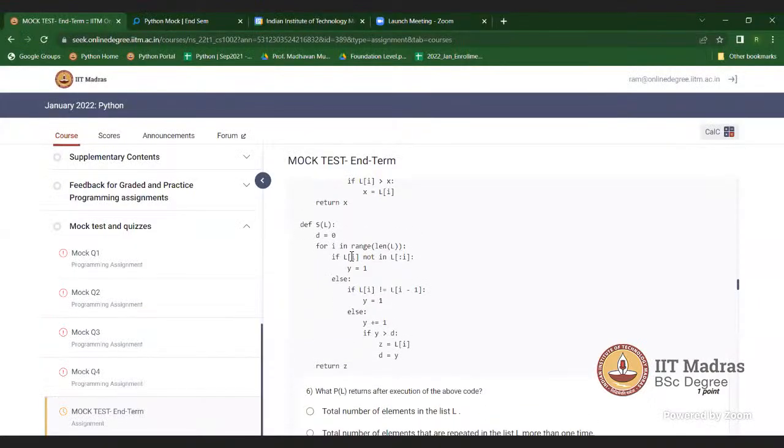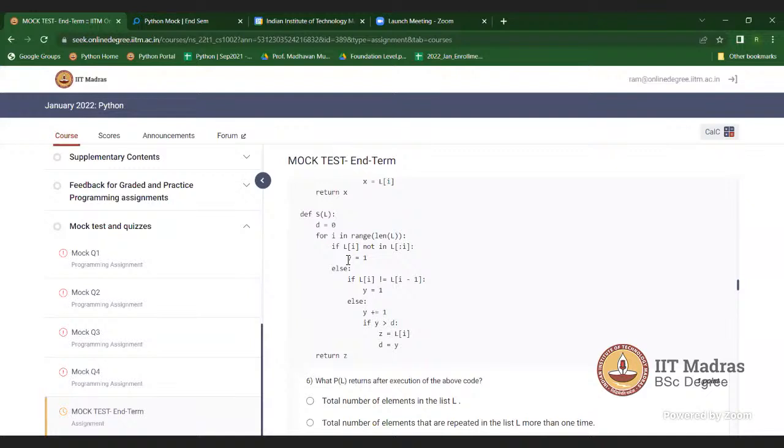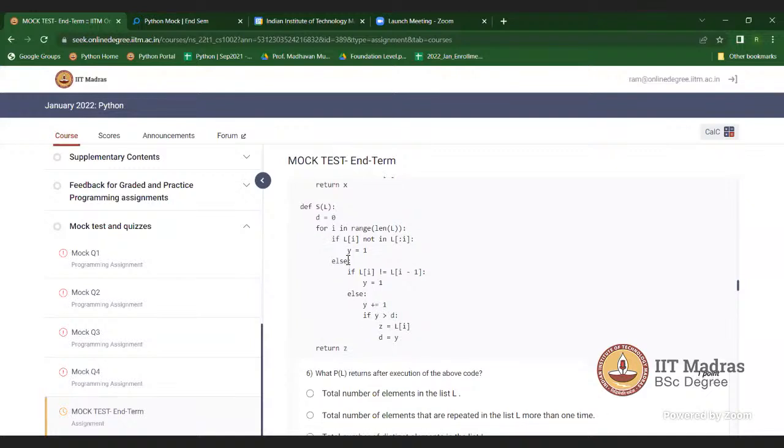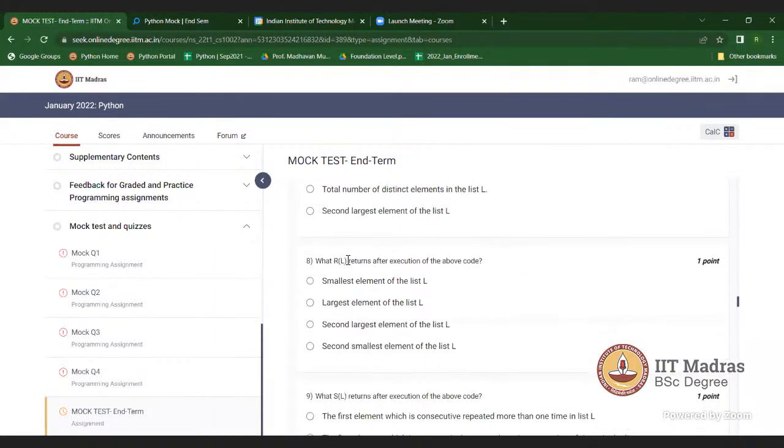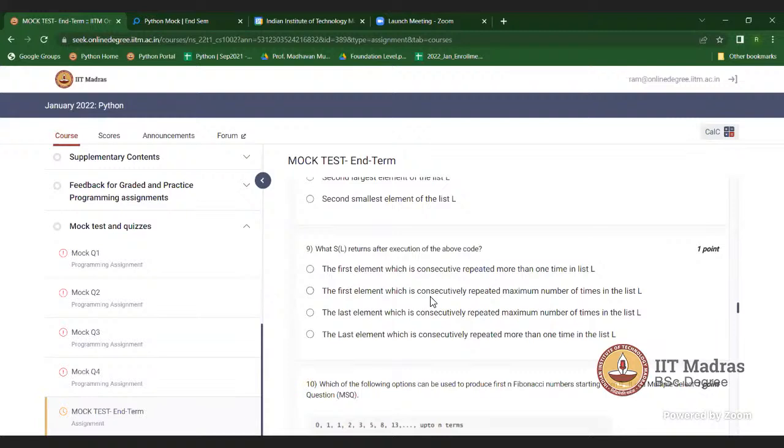But sir, it is given like first consecutive numbers or last consecutive numbers. So how should we figure that out? In the options it is given: the first element which is consecutively repeated maximum number of times, or the last element which is consecutively repeated maximum number of times.